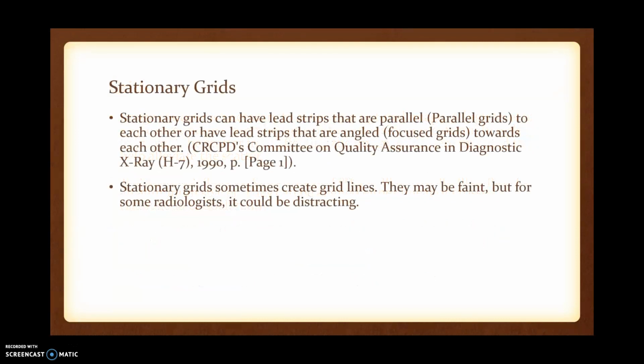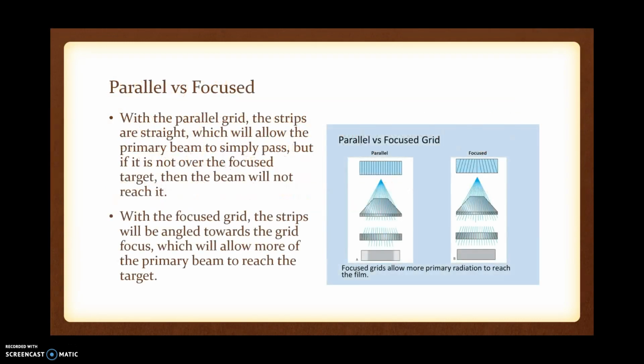So we have stationary grids, which have lead strips that are parallel to each other, or have lead strips that are angled towards each other. And the stationary grids sometimes do create grid lines, but there was a way around that where they actually created moving grids, which does exactly what it sounds. It moves. Then we have right here the parallel, which you can see how it lets the beam in through to reach the target.